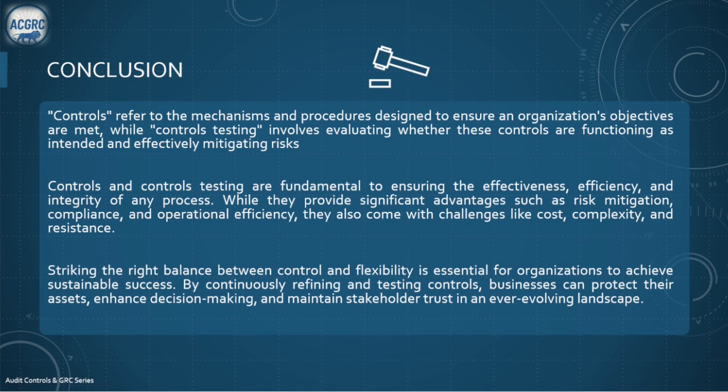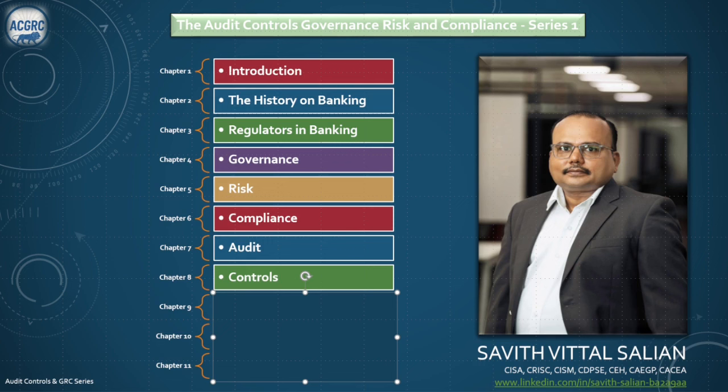Thank you for being with me till now. So, as part of the Audit Control Governance Risk and Compliance Series 1, we have touched base on 8 chapters, which are the introduction, the history of banking, the regulators in banking, governance, risk, compliance, audit, and controls. We have 3 more chapters in this series.